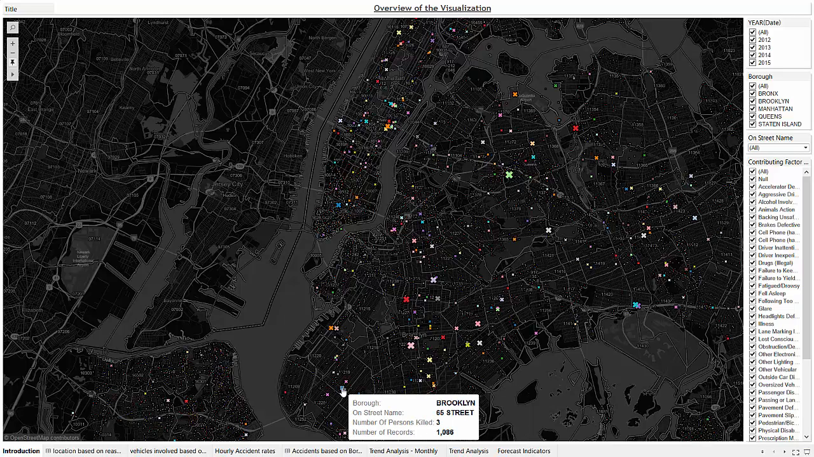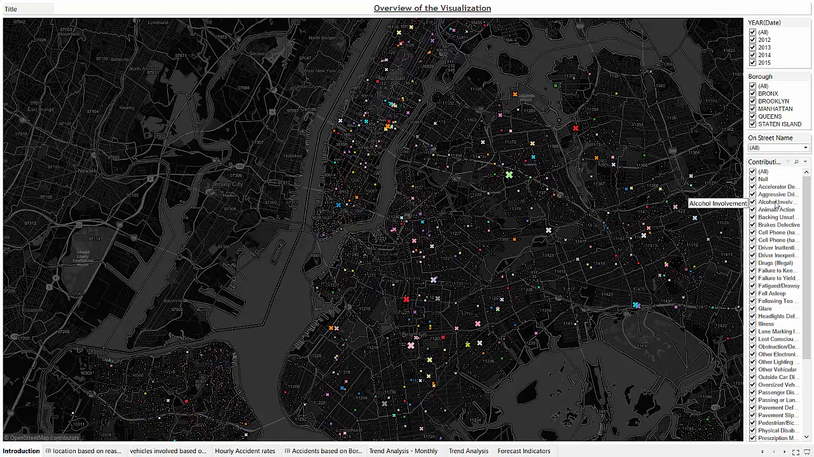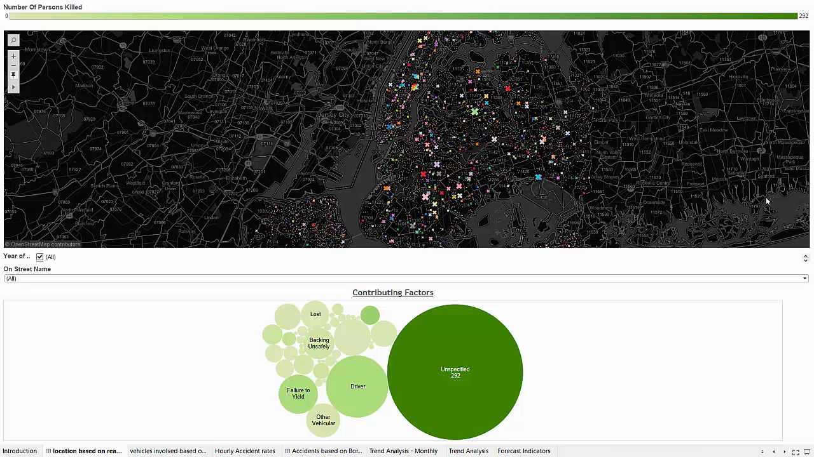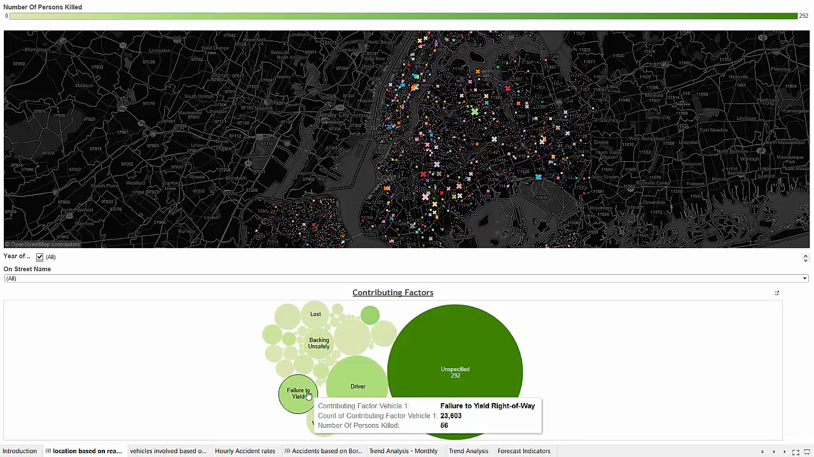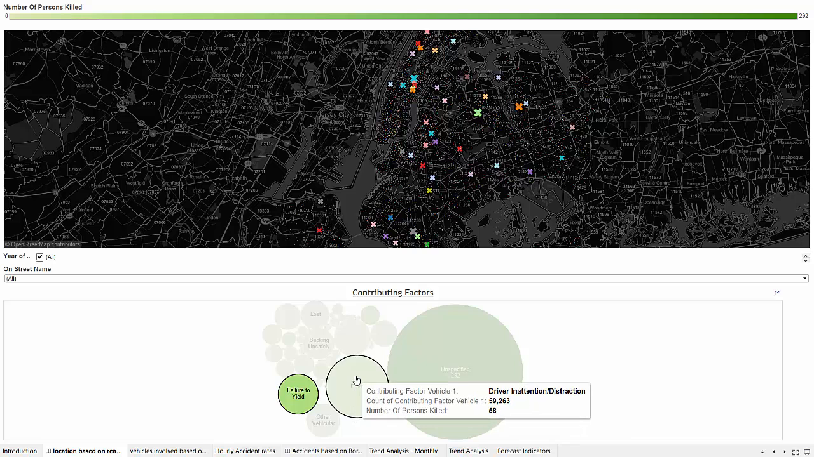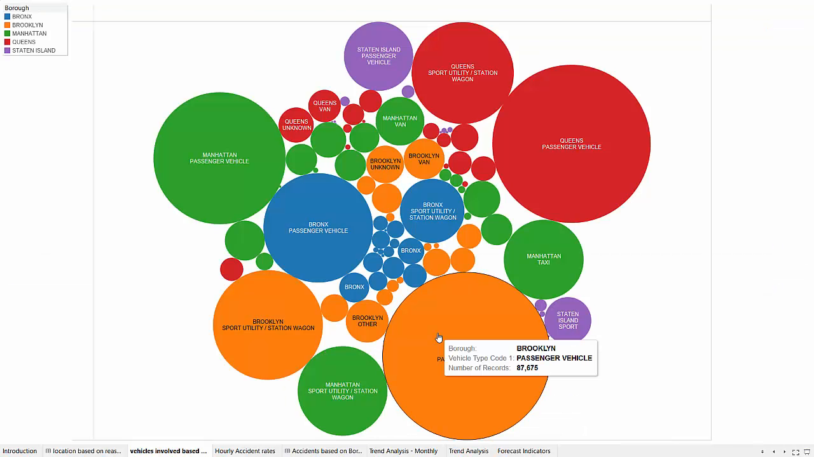The Viz also gives information about the reasons for these accidents. For example, some of the reasons include alcohol involvement, overspeeding, cell phone usage, and aggressive driving. This Viz shows a dashboard which gives the top contributing factors for the accidents. Locations of these accidents will be marked on selection of any contributing factor.